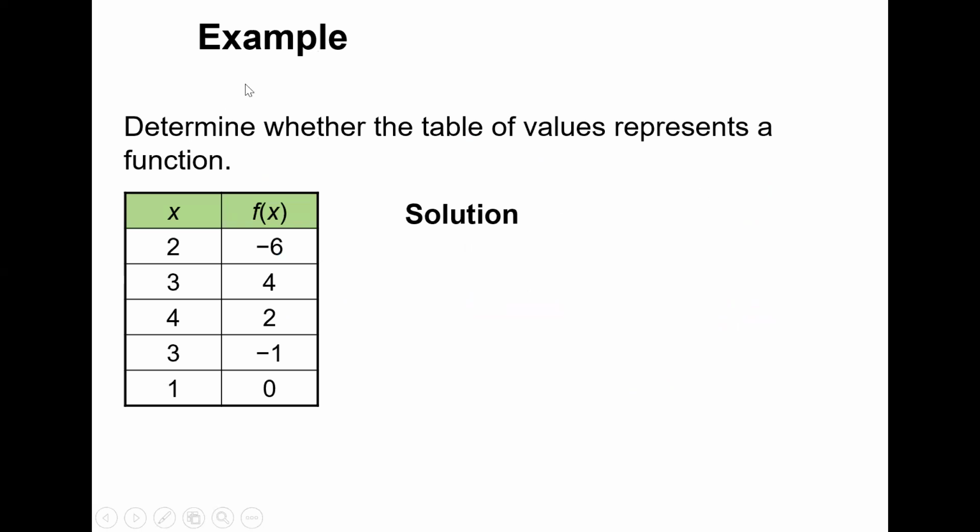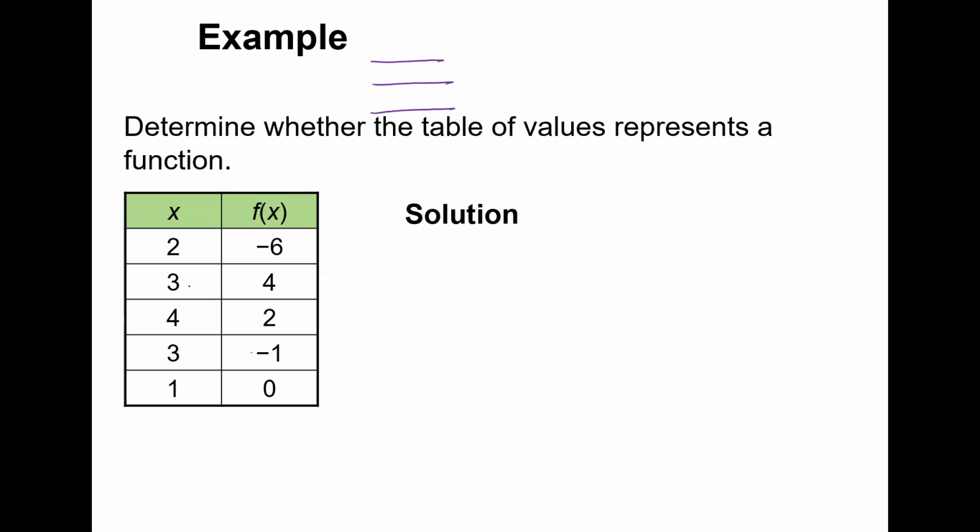All right. So here we're supposed to determine whether the table of values represents a function. Now remember, what did we say? It's exactly 1. So if we look at a diagram, it goes 1 to 1. No matter how we do it, it's 1 to 1. So 2 goes to negative 6, okay. 3 goes to 4. 4 goes to 2. 3 goes to negative 1.